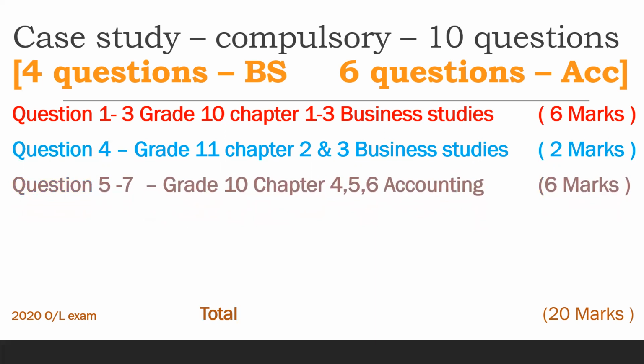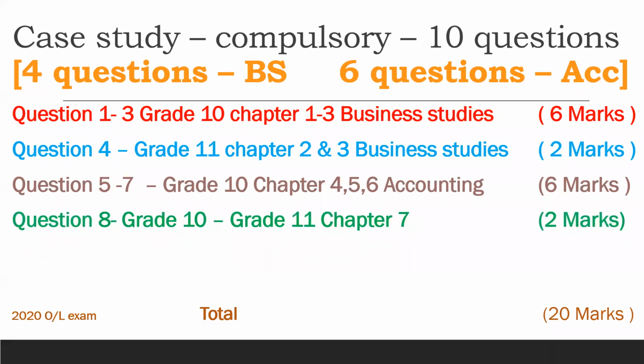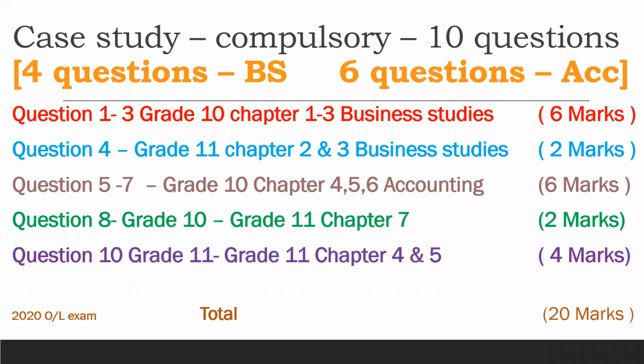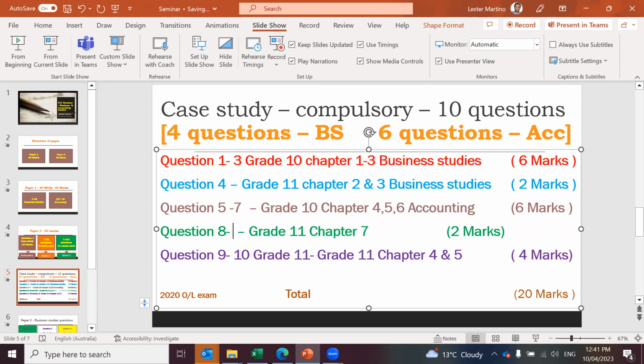Questions 5 to 7 came from grade 10, chapters 4, 5, 6, the accounting section. And question 8 came from grade 11, chapter 7, costing area. And question number 10 came from grade 11, chapters 4 and 5. So ideally it should be 9 to 10, and this should be grade 11. Mistake, sorry.